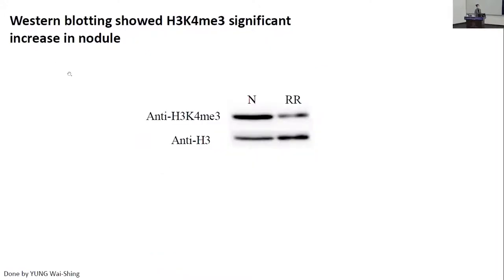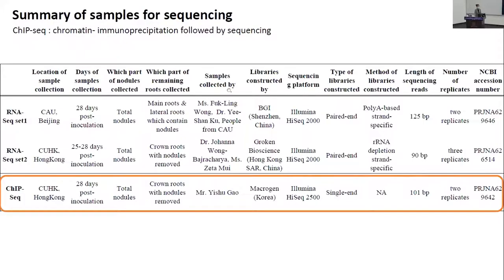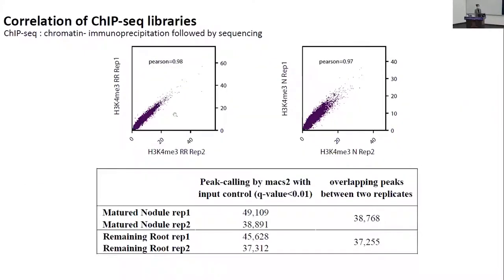Then, before moving into ChIP-seq, the Western blot result identified that H3K4 trimethylation was significantly increased in nodules compared to the remaining roots. So after observing these big differences, we prepared samples for ChIP-seq of H3K4 trimethylation in nodules and the remaining roots. Firstly, the Pearson correlation analysis showed that our ChIP data are highly reproducible between the replicates. Then we called the peaks against the input control. In total, we got around 37 to 38,000 peaks after calling against the input control.